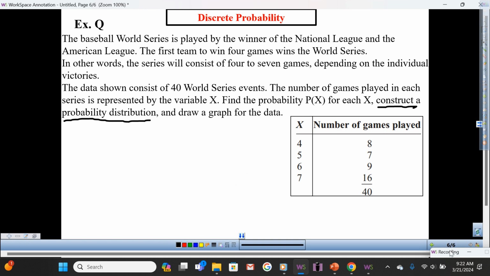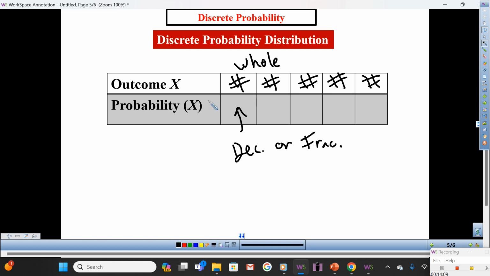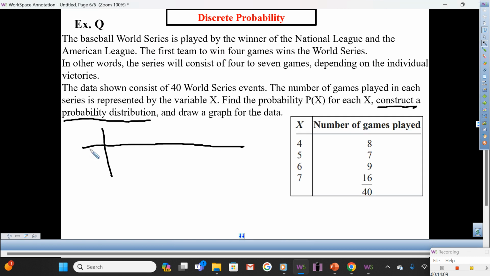I'll give you some time to copy that table, please. So you copy the table, and we're going to make a probability distribution. Tell your neighbor, what are you going to label the top, and what are you going to label the bottom of the probability distribution? What shall we label the top? X, or the bottom is P of X. So let's label this one X and this one P of X.